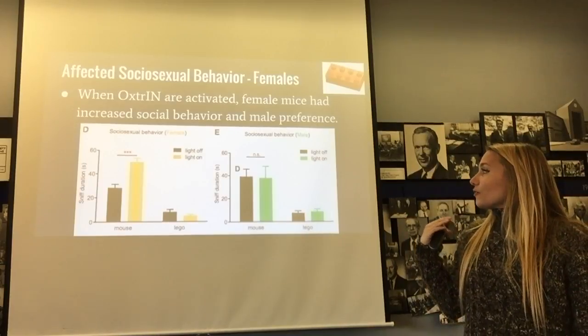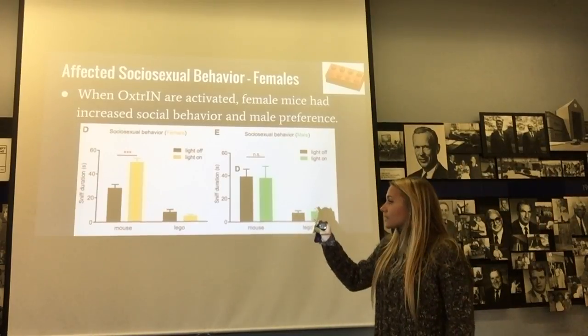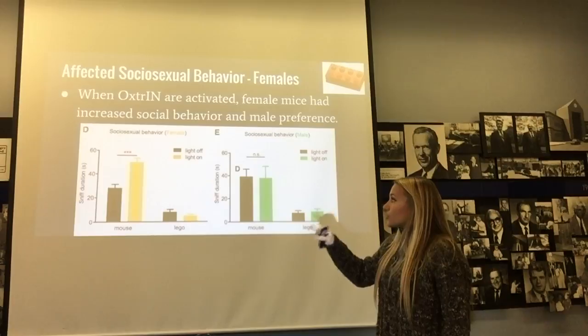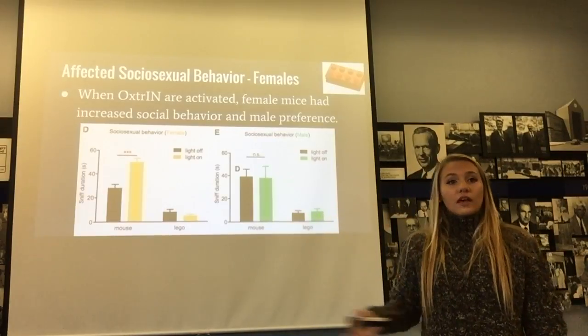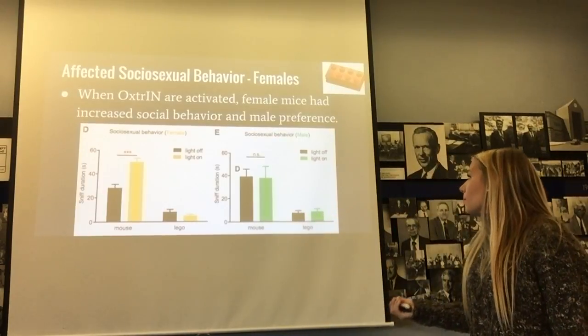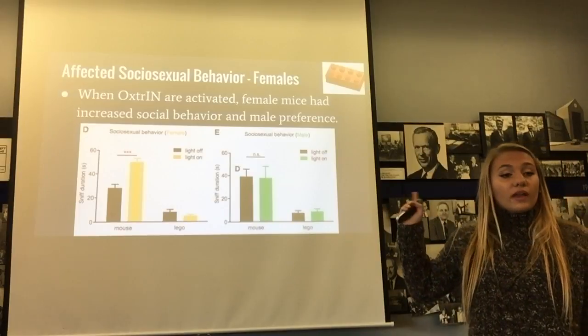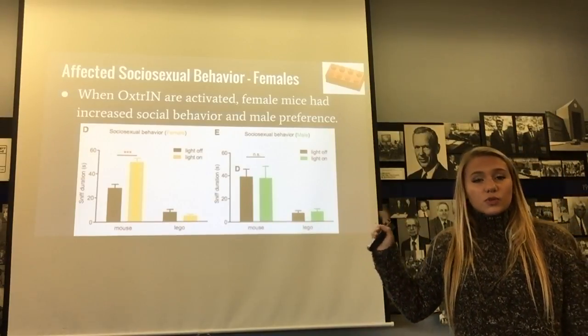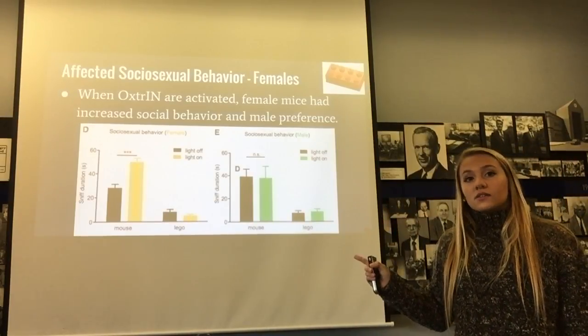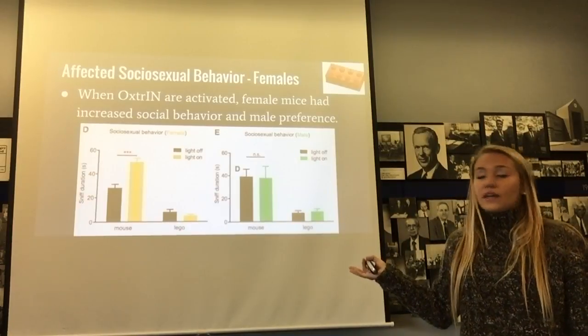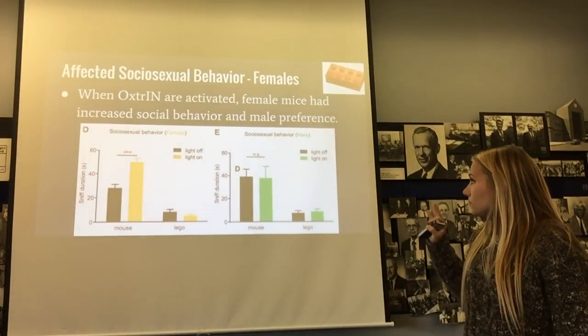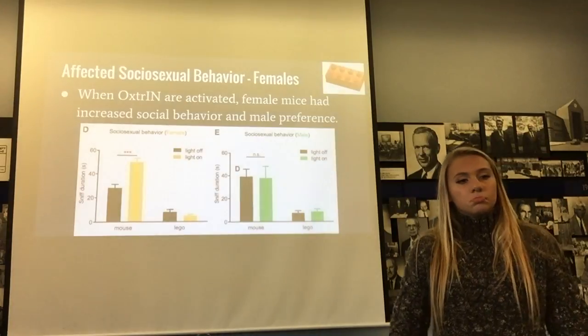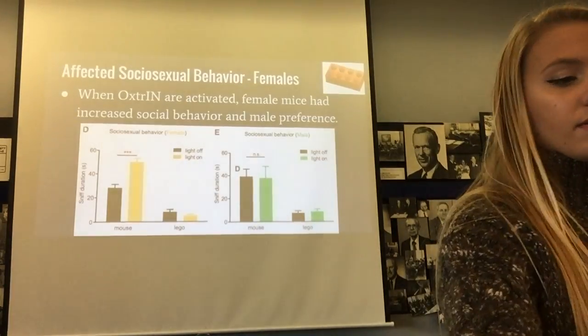So females, you can see, had an increase in sociosexual behavior when the light was turned on and when the neurons were activated. But when males' oxytocin receptor interneurons were turned on with optogenetics, there was no change in their sociosexual behavior.